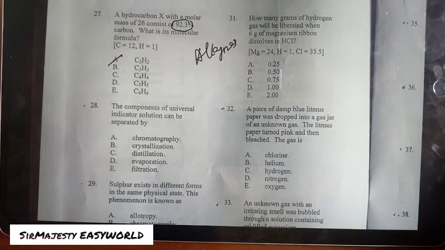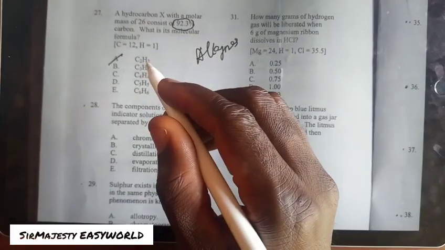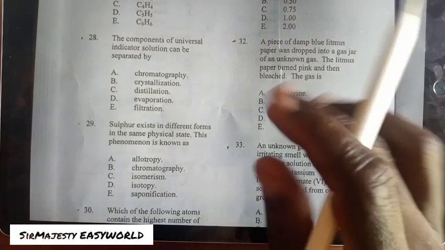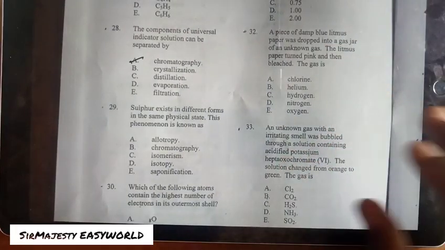Since it's 26, watch this. C2H2, carbon is number 12. 12 times 2 gives you 24 plus 2, 26. And they mentioned it here already. So the next question says, the components of universal indicator solution can be separated by chromatography since it's colored. So chromatography is used to separate colored substances.